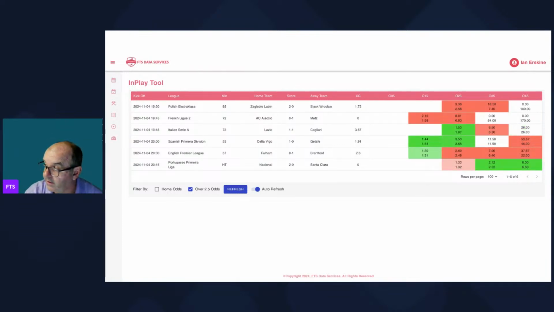So you can see now the Lazio game as we're getting into it. There's still tremendous value on another goal, but the 2 goals, obviously, you're running out of time. The value's disappearing. Not that many games will have 2 goals from this point onwards.